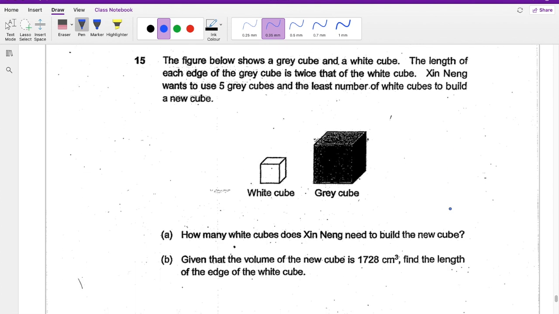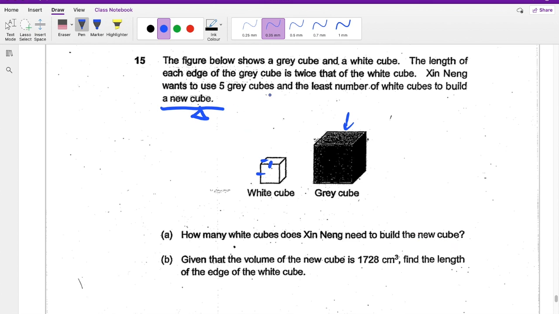Okay, question 15. The figure below shows a gray cube and a y cube. The length of each edge of the gray cube is twice that of the y cube. Xinlen wants to use 5 gray cubes and the least number of y cubes to build a new cube. What does that new cube mean? Well, we know that for a cube, the height, width, and depth are all equal. So how many y cubes does Xinlen need to build a new cube?